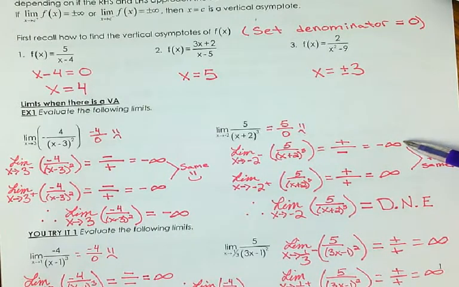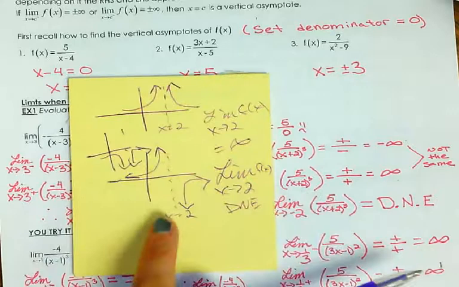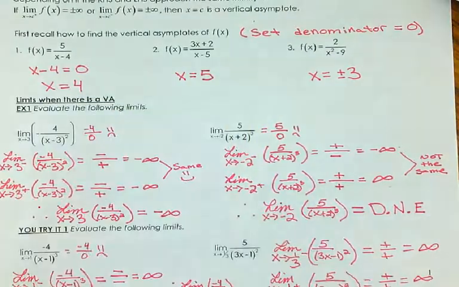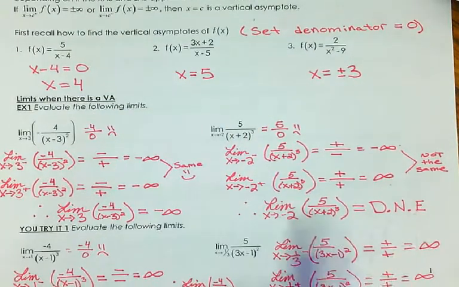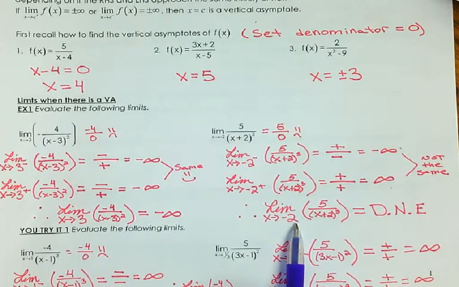So since this branch is headed towards negative infinity and this branch is headed towards positive infinity, they're not the same. So it would be like this example, where they're headed different directions. So then we would say the overall limit does not exist. Recall, if you just have the limit with no little plus or minus, that tells me that you already took into consideration both sides of it, okay?